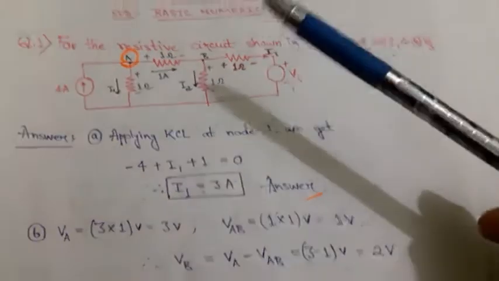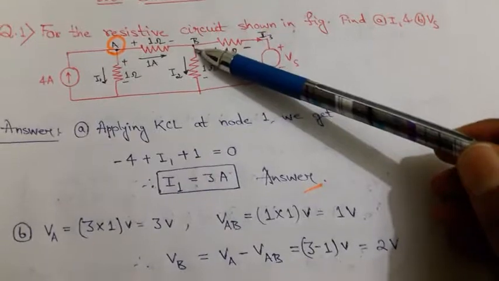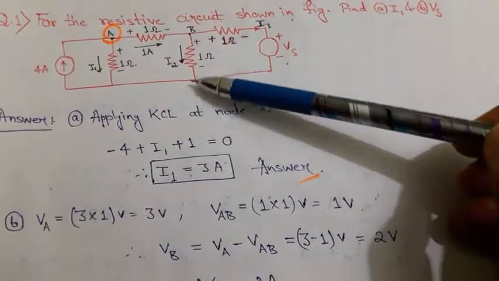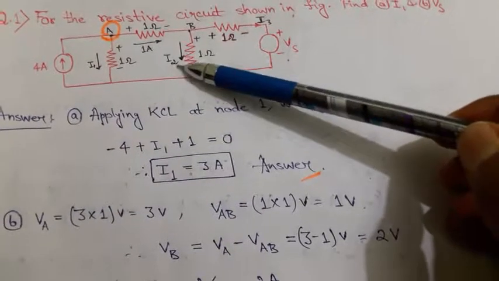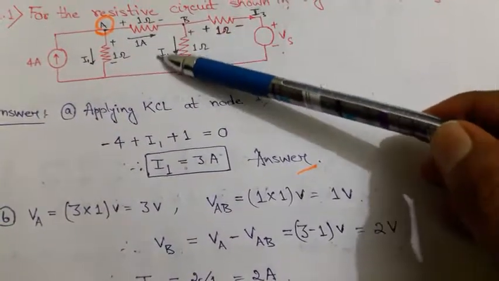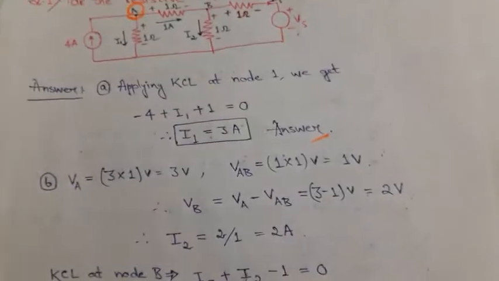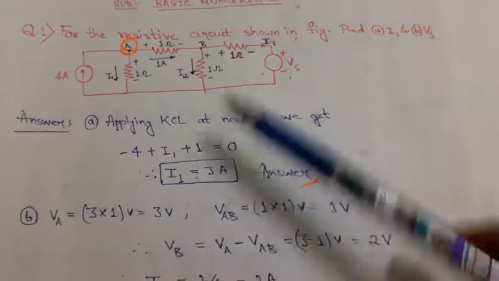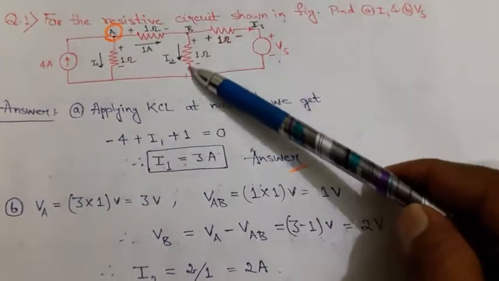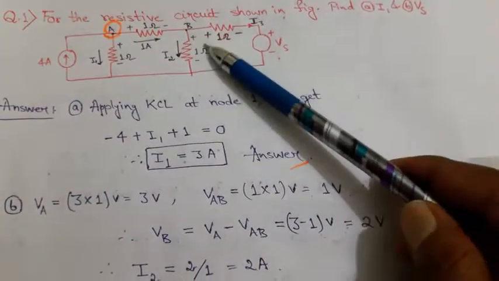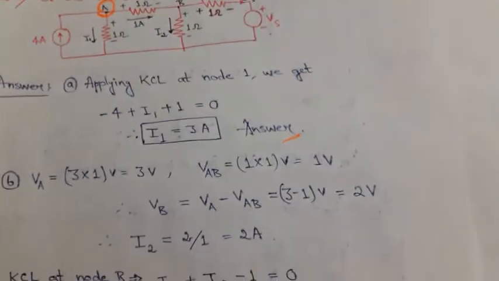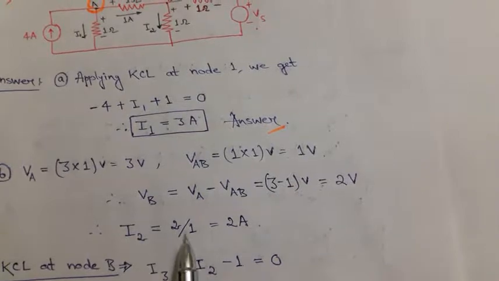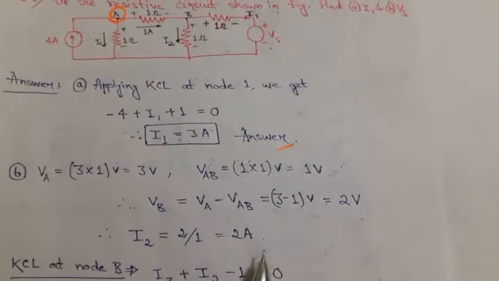Now when I know the value of VB, that is the value across this resistor, I can easily find the value of the current I2. So I2 is what? I2 is equal to 2 by 1. 2 is 2 volt, that is the VB, divided by the resistance value, which is 1 ohm. So from VB, I can find I2 equal to 2 by 1, which is 2 ampere.